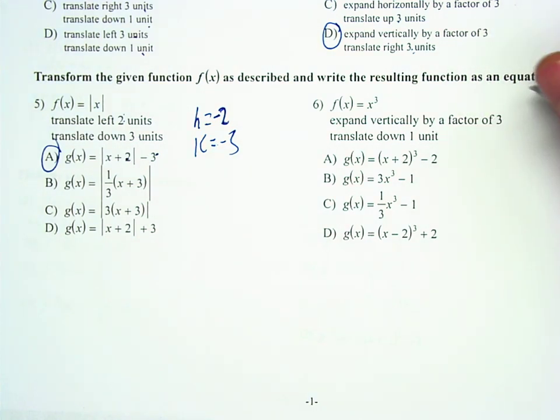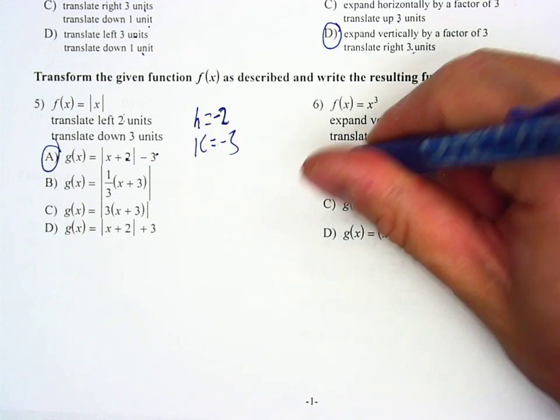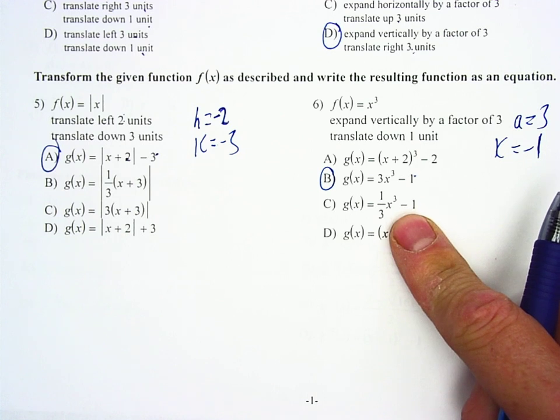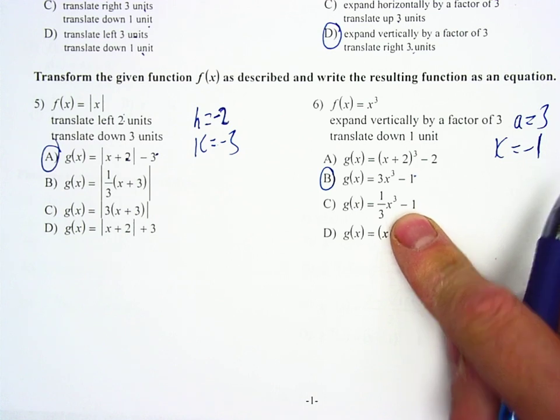All right, expand vertically by a factor of 3. So that tells me A is equal to 3. Translate down 1. That tells me K is equal to negative 1. So I'm looking for letter B. This would be a compression vertically. Option C would be a compression by the same factor 3.